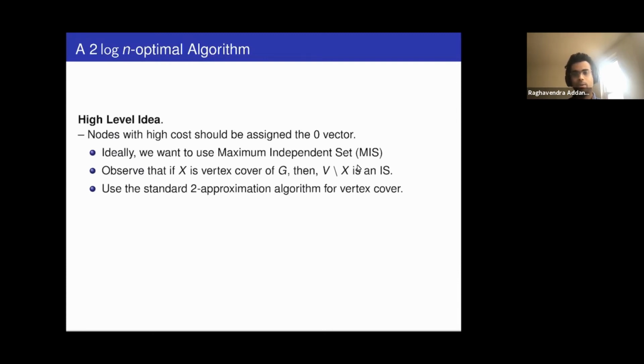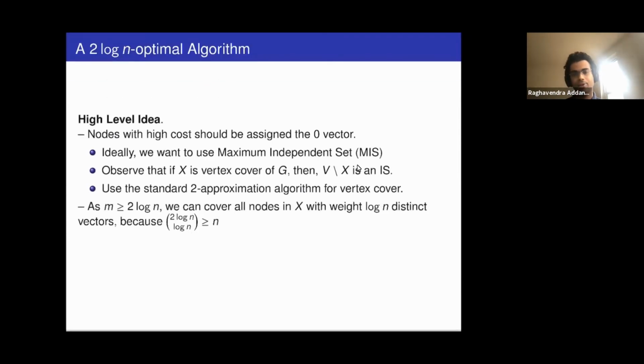For finding the vertex cover, we use the standard 2 approximation algorithm. And for the nodes which we identify as part of the vertex cover, we just assign them log n weight vectors. We don't care about edges of the graph. We just assign them because we assume that m is more than 2 log n, so we have enough vectors to assign. And for V minus X, where X is the 2 approximate vertex cover, we assign it the 0 weight vector. This simple algorithm of using the vertex cover and assigning the weights obtains a 2 log n approximation.